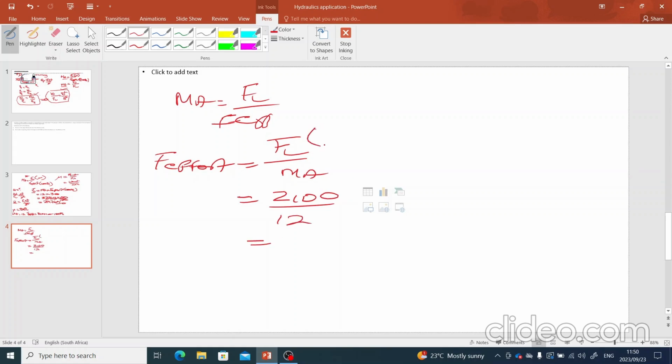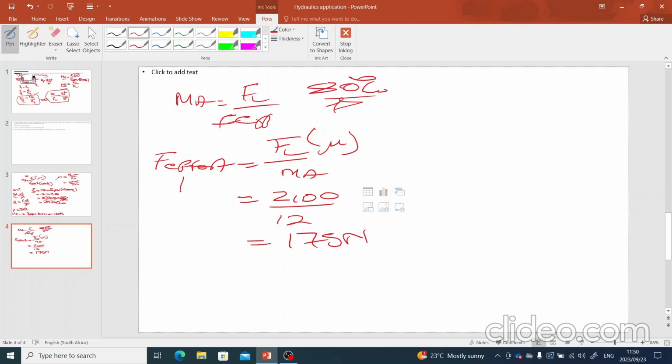Now, the fact that the F load is affected by efficiency, and our efficiency is 80%, this is what you would realize: our F effort will be at that 80%. It will assume the 80% that the F load is. It means our answer here, 2,100 divided by 12, is 175 Newton. This force is at 80%.